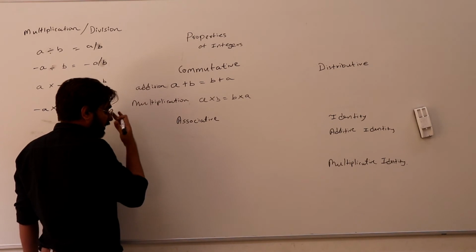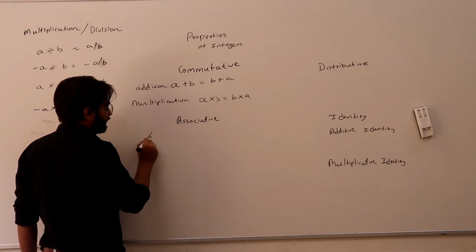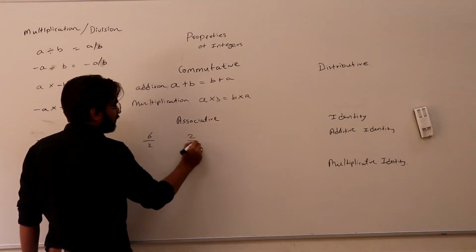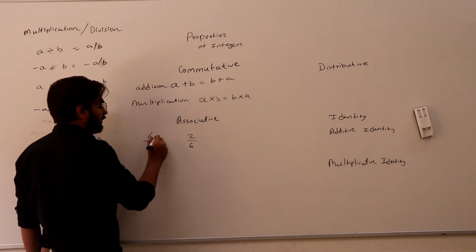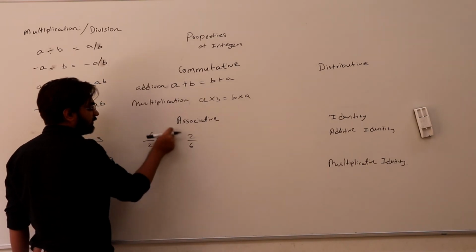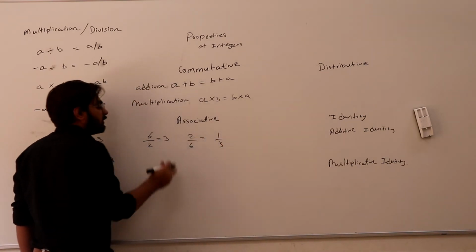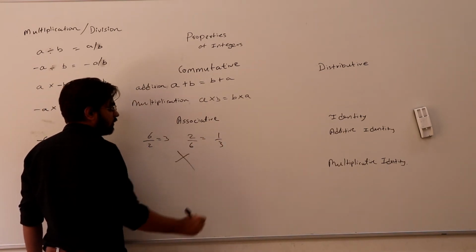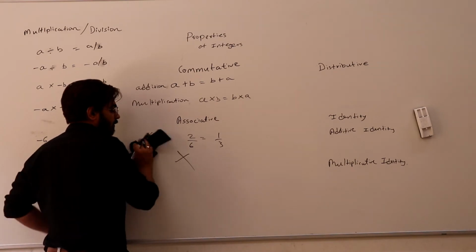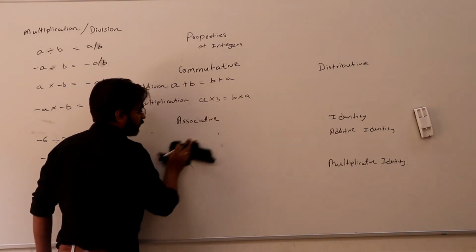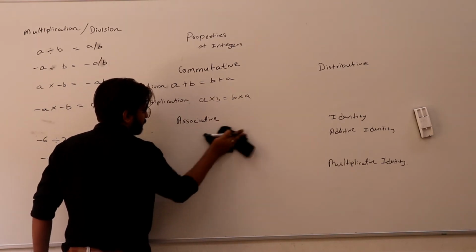In division, what will happen? Let us check. If I do 6 divided by 2 or if I do 2 divided by 6, the answer will be totally different. The answer of this will be 3, the answer of this will be 1 upon 3. So both are not equal. So division does not follow the commutative property in integers.